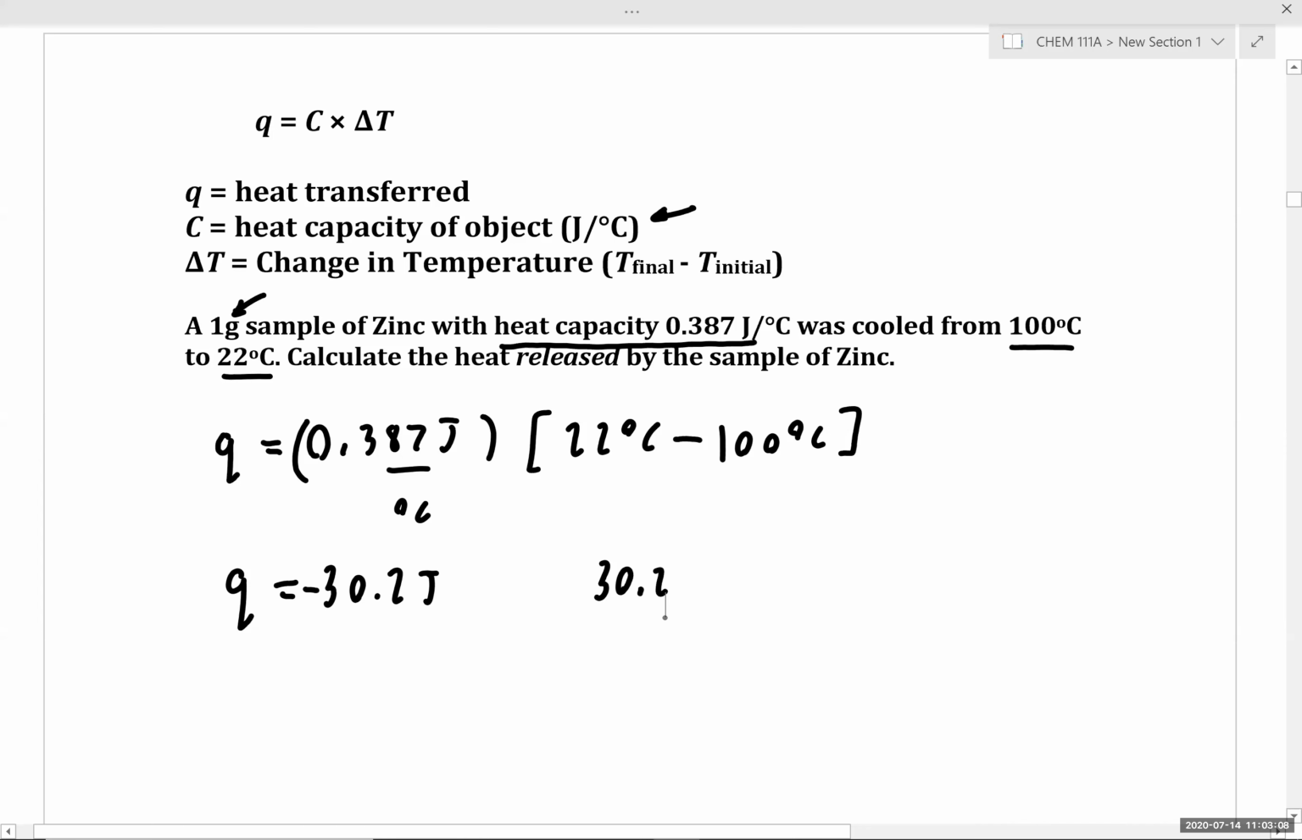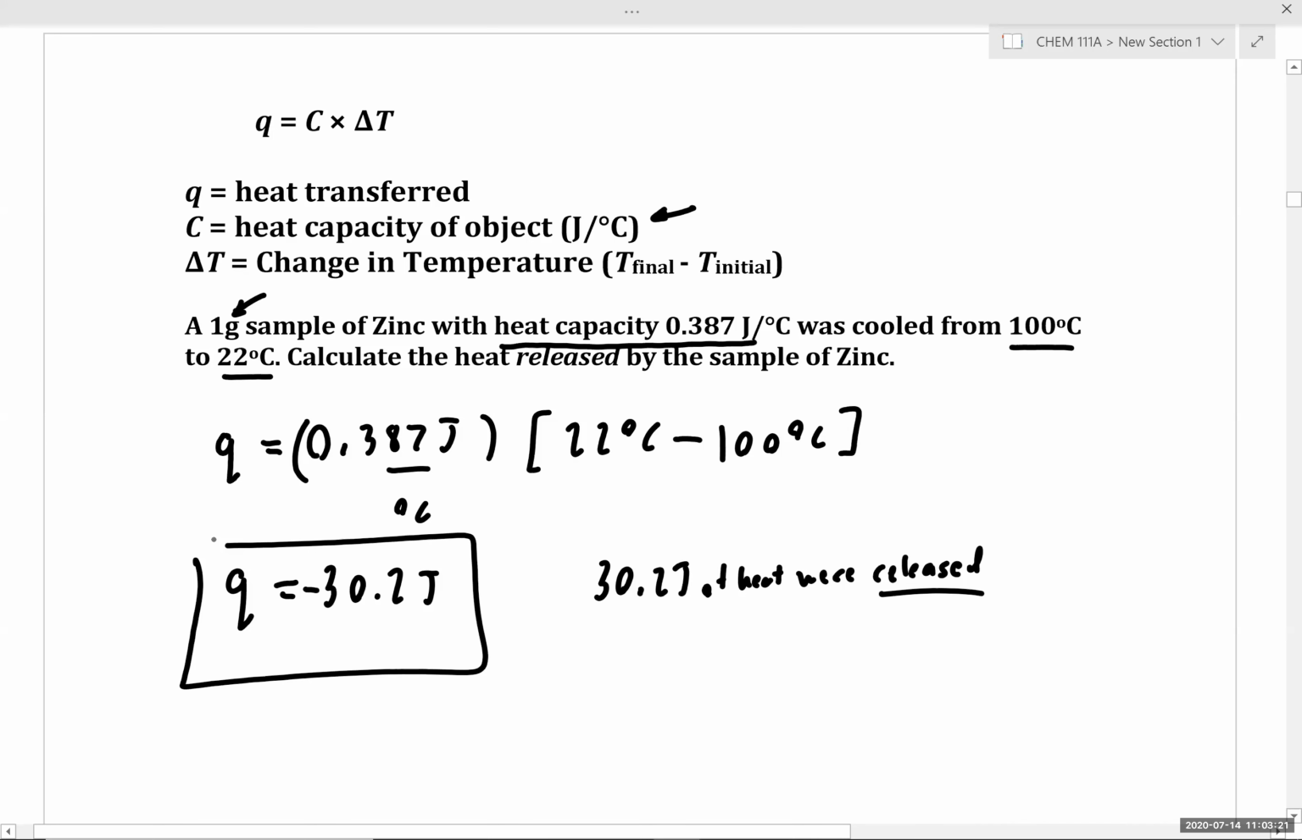So we can say 30.2 joules of heat were released. So heat released, it's a negative sign. So just make sure you're respecting the sign conventions. Otherwise, your responses will be incorrect. Does this example make sense? The responses I saw in the chat looked perfect so far.